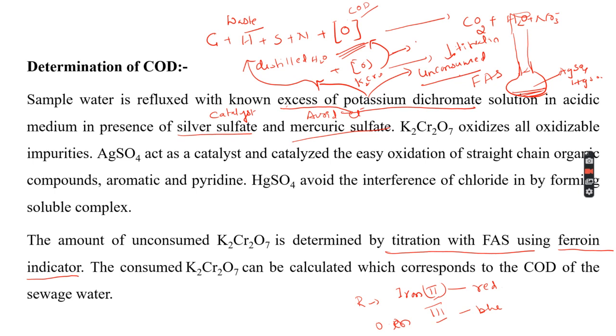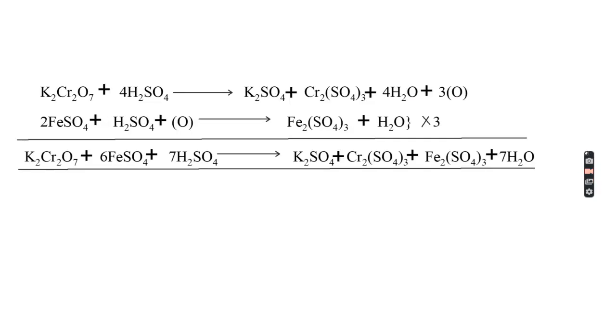Once you know the unconsumed potassium dichromate, we can find the consumed potassium dichromate by comparing with the distilled water blank. In the same way, the consumed potassium dichromate can be calculated, which corresponds to the COD of the sewage water.